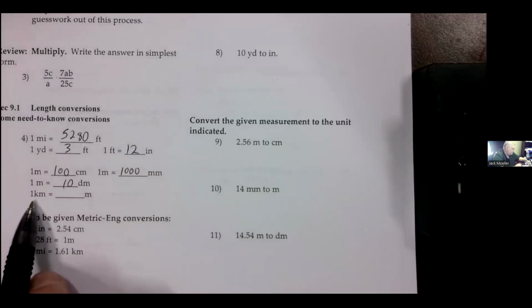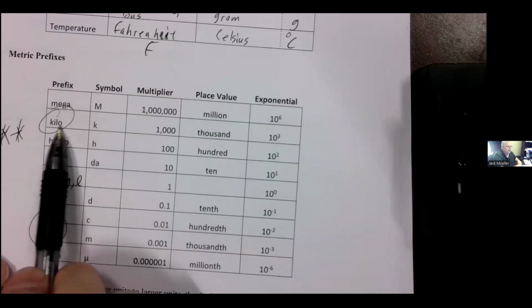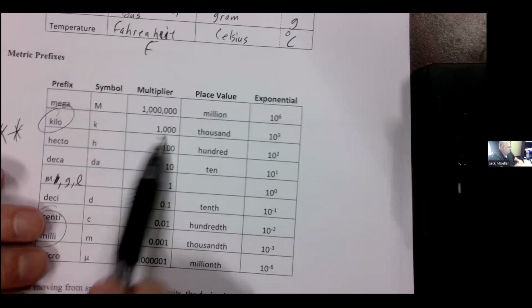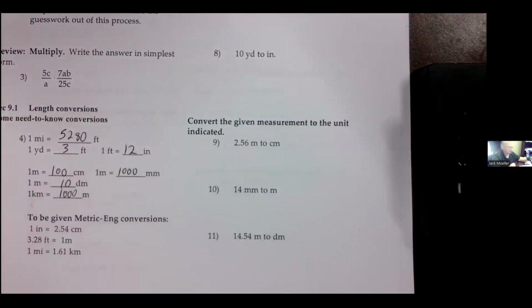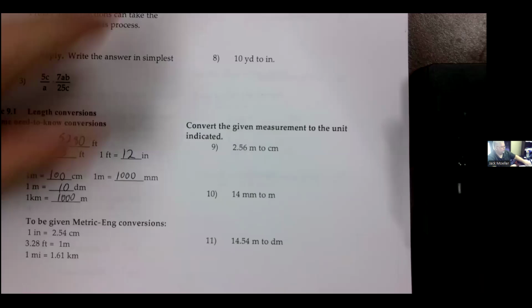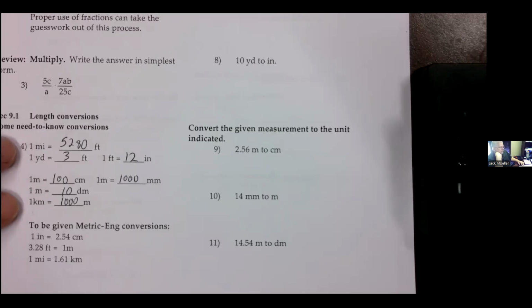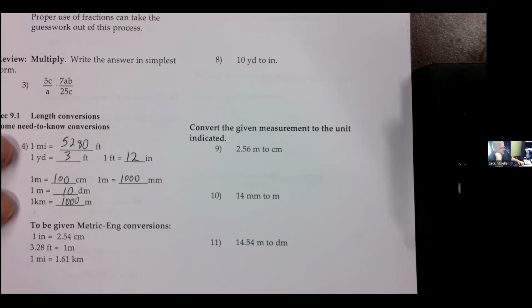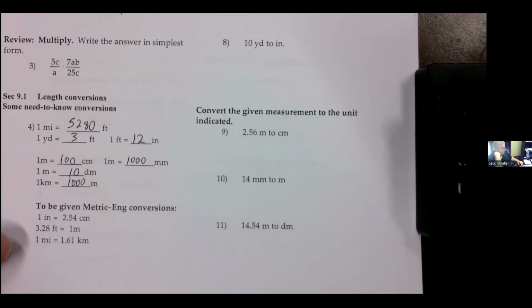Now 1 kilometer, how many meters are in a kilometer? Kilo is the abbreviation for 1,000. So there are 1,000 meters in a kilometer. Now, those are the most common ones we use. And when I said I'm not going to give you these on the test, these I expect you to know, because we use those over and over. Again, since you are allowed one side of 1 page of notes, you can write those on your own.